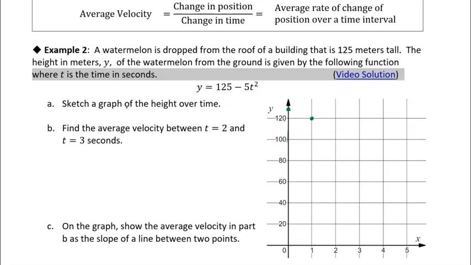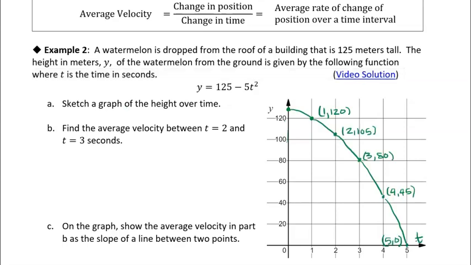So I'm just going to plot that point, and again, I'm just going to plot these points. And there we go. I've put in these different values for t equals 1, t equals 2, t equals 3, and then put them into the formula for my height above the ground, and then I've just plotted those points. And I've labeled them so we can refer back to the values.